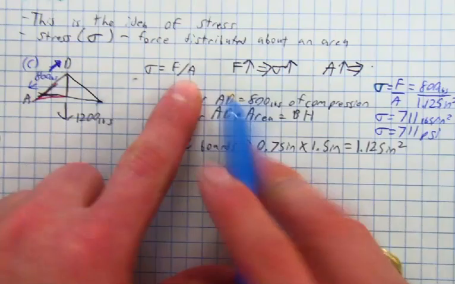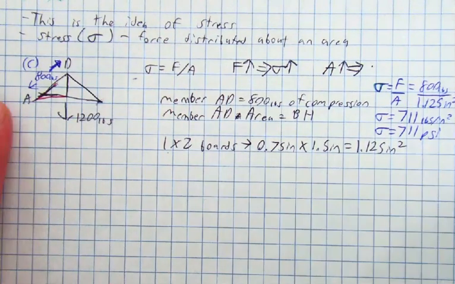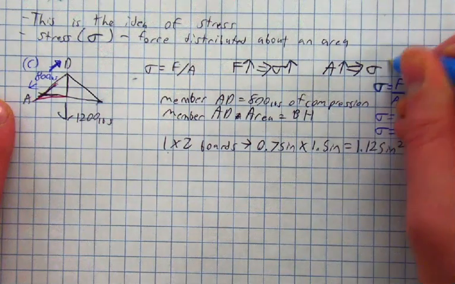But another way to look at it is area is on the bottom of our fraction. A bigger number on the bottom means overall smaller number, so our stress goes down.